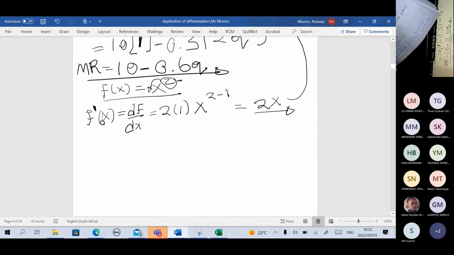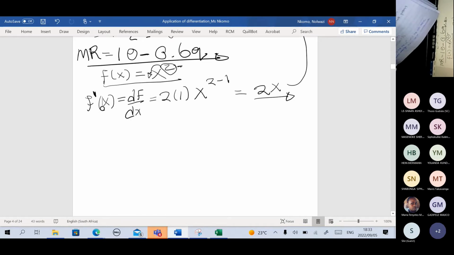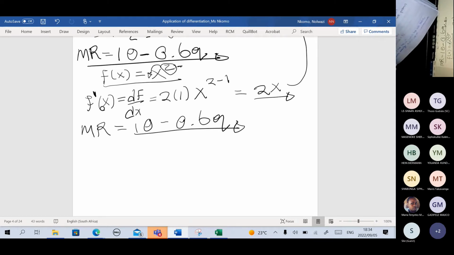Can we move on? Yes. Right. Now we have the marginal revenue is 10 minus 0.6Q. This is the marginal revenue function.